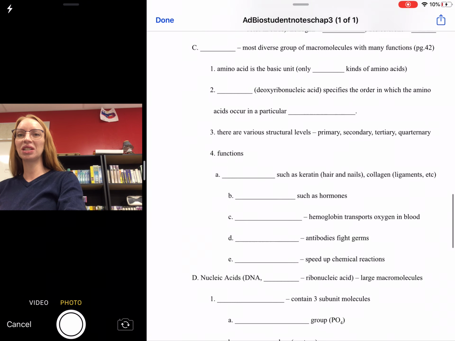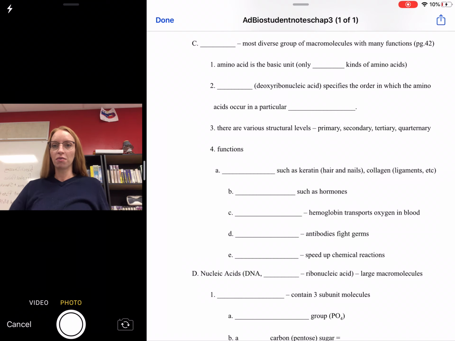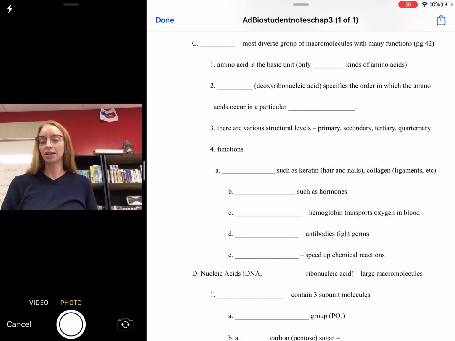In this one we are going to talk about proteins. This is part 3. So proteins are the most diverse group of macromolecules, and they have many different functions. The amino acid is the basic unit. There are only 20 kinds of amino acids present in all of life. It doesn't matter if you're an animal or a plant or a bacteria. There's only 20 kinds of amino acids that make you up.